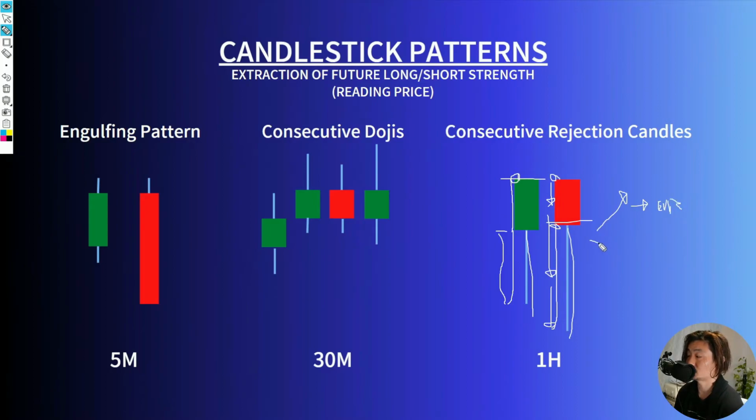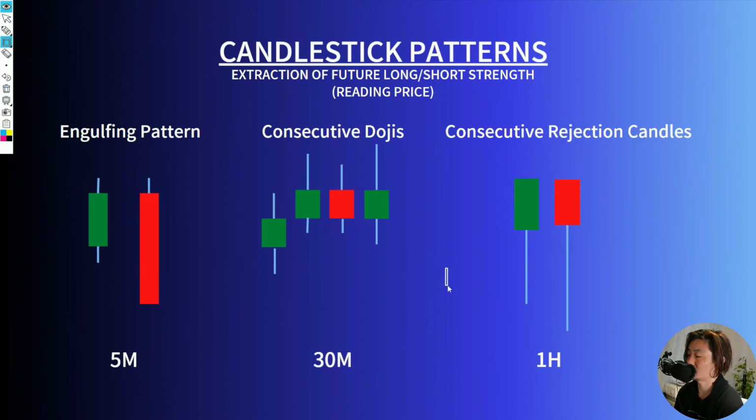Okay, and if you want future short strength with consecutive rejection candles, we want consecutive candles that have long wicks on the top side.